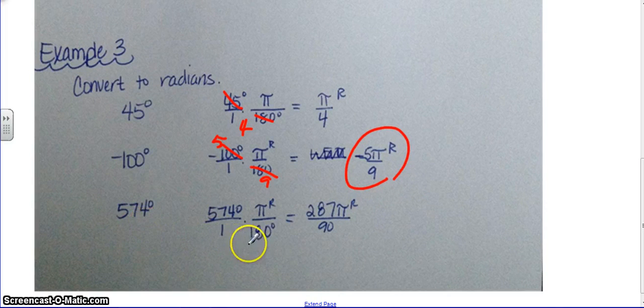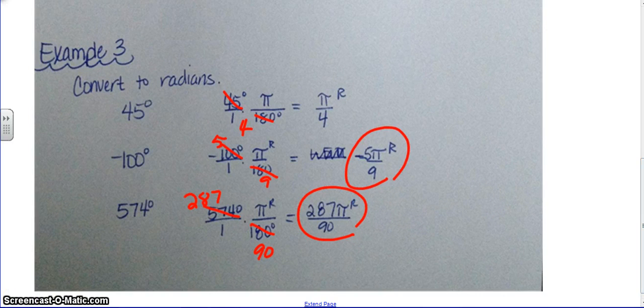574 degrees, dimensional analysis again, pi radians over 180 degrees. And if I divide both of these by 2, 180 divided by 2 is 90. 574 divided by 2 is 287. So I have 287 pi over 90 radians.